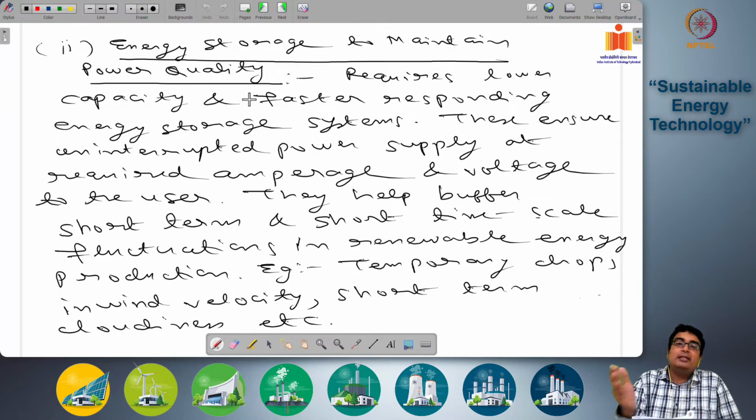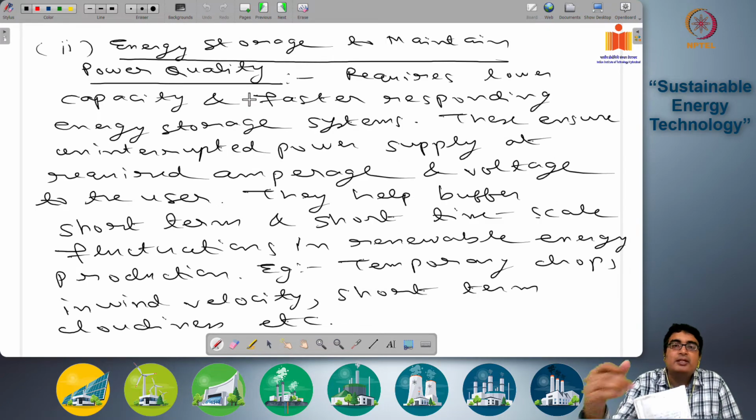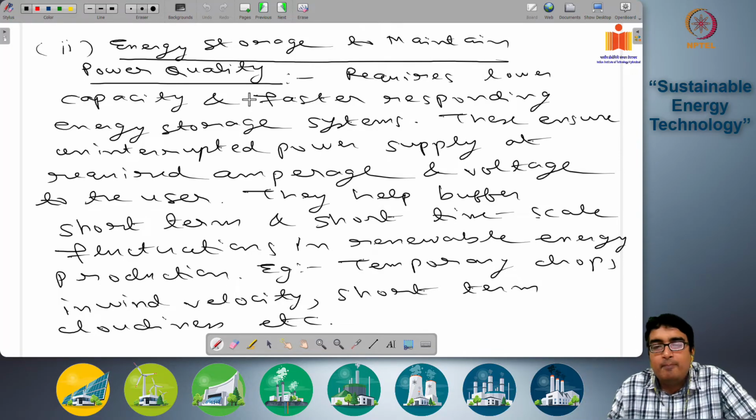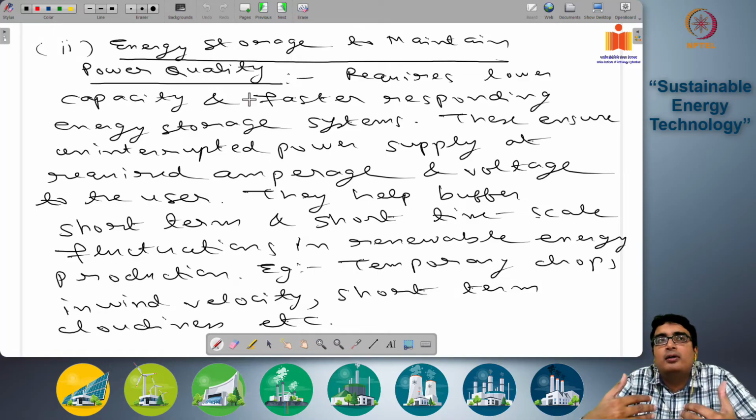Okay, so while the utility scale storage is large capacity, relatively slow response storage systems, these are low capacity, high responding storage systems, and hence these two require somewhat different types of technology in them. Okay, so we will discuss the various types of technology later, but we can see already that there are different types of energy storage that are required for a renewable energy grid to work properly.